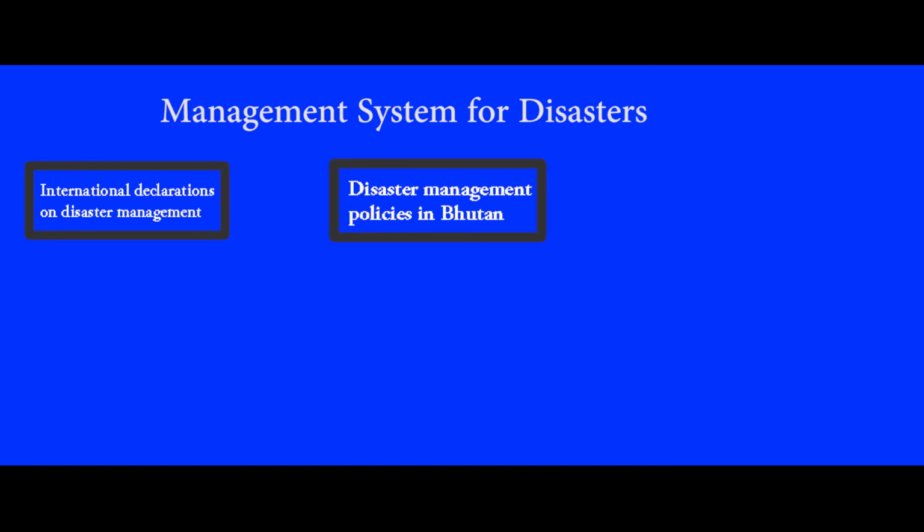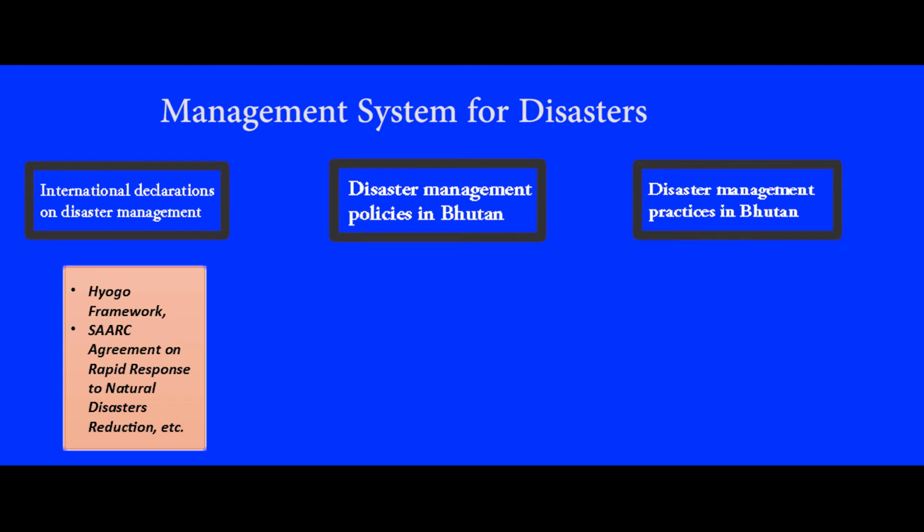The management system for disaster includes, first, the International Declaration on Disaster Management. Number two, the disaster management policies in Bhutan. And the third one is disaster management practices in Bhutan. Now, under the International Declaration on Disaster Management, what is there? We have the Hyogo Framework. Then we have the SAARC Agreement on Rapid Response to Natural Disasters Reduction.